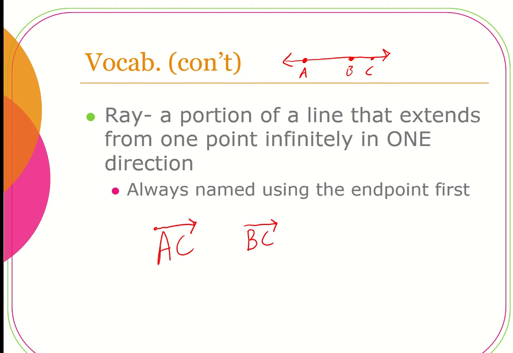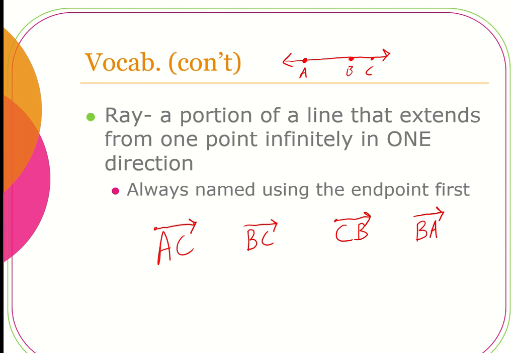There's a couple more. See if you can name a couple more. There's ray CB. So ray CB has an endpoint at C and passes through A. Again, an endpoint at C and it passes through A forever. That's why it's got the arrow on the end. That means it goes on forever. And then finally, ray BA. There we go.